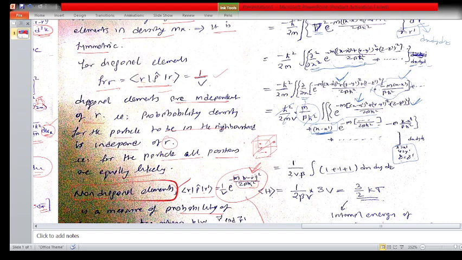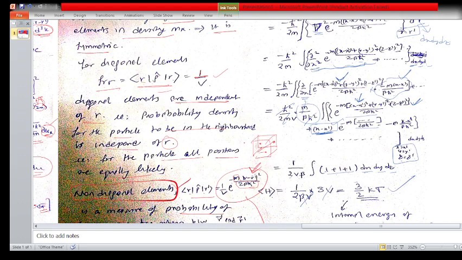You add all those terms and it will be 1 plus 1 plus 1, dx dy dz. You integrate that, then you will get 3 dx dy dz. Then the integral of dx dy dz is nothing but v. So this v and this v will get cancelled, and finally we will get 3 by 2 times beta. Beta is 1 by kT, so we will get 3 by 2 kT.